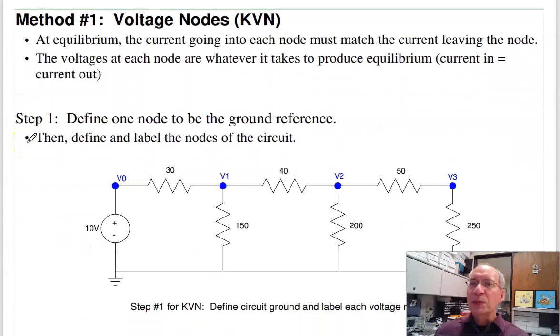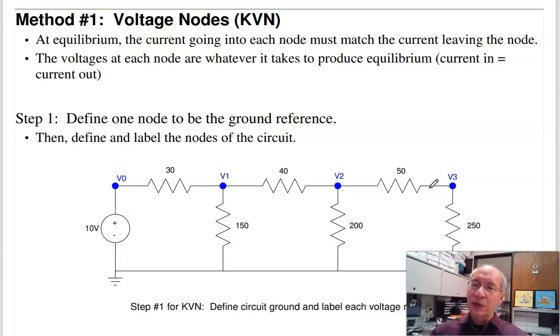The first method we're going to look at is called voltage nodes. If I just look at the node voltages, I've got node 0, 1, 2, and 3. I've got 4 unknown voltages. If I can write 4 equations for 4 unknowns, I can solve for the voltages. That's a common trick throughout electrical and computer engineering. If I can take a problem and write it as n equations, n unknowns, then I can solve.